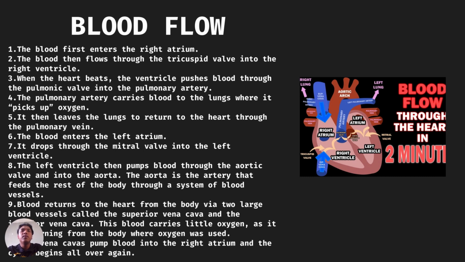First of all, the blood first enters the right atrium. Then the blood flows through the tricuspid valve into the right ventricle. When the heart beats, the ventricle pushes the blood through the pulmonic valve into the pulmonary artery. The pulmonary artery carries blood to the lungs where it picks up oxygen, and it then leaves the lungs to return to the heart through the pulmonary veins.